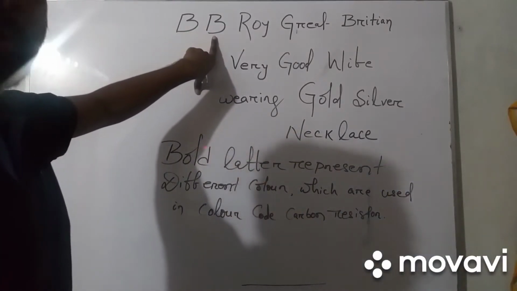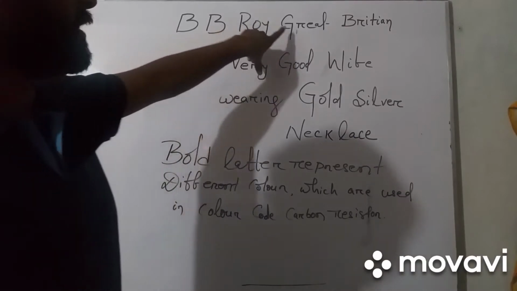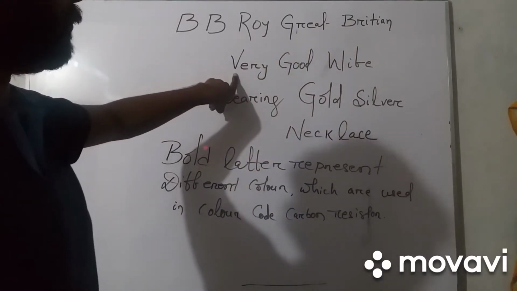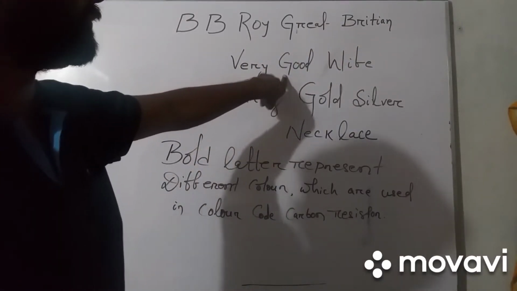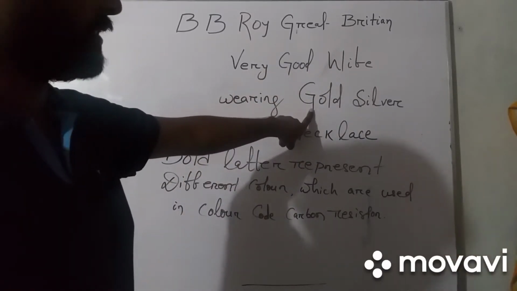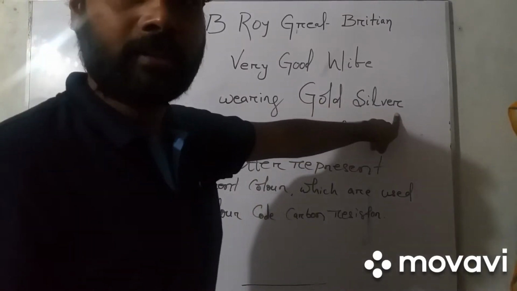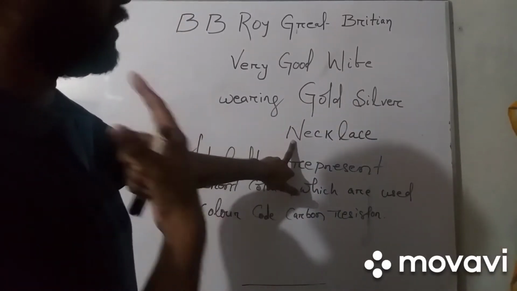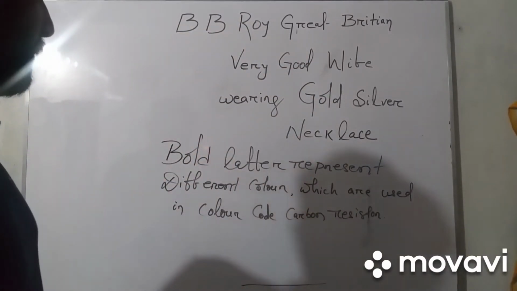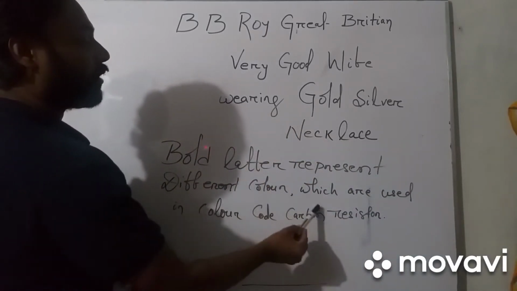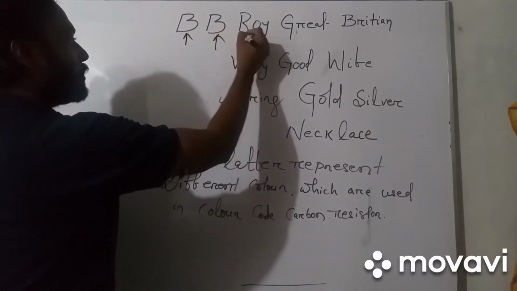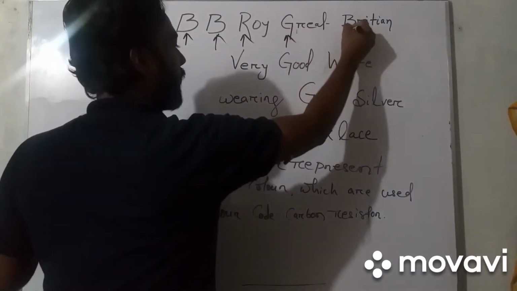B means black, B means brown, R means red, G means green, B means blue, V means violet, G means grey, W means white, G means gold, S means silver, N means none of these. So these are the number of colors which are used in color code carbon. That bold letter represents the different colors which are used in color code carbon.